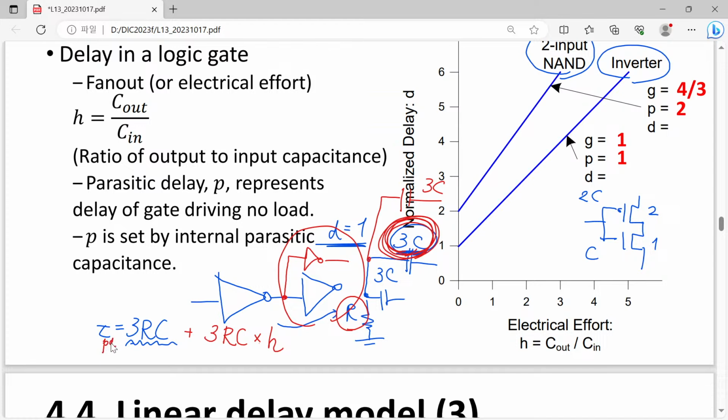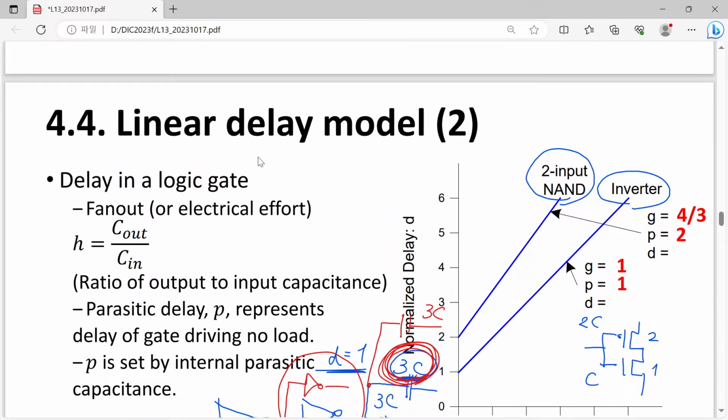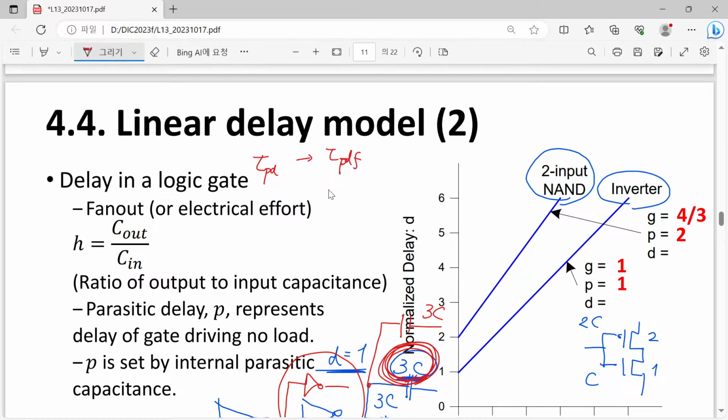So here I just omitted the propagation delay. When we say the propagation delay, it can mean two different things: the propagation delay for output falling or for output rising. And when we say tau PD, we simply take the average between these two components.